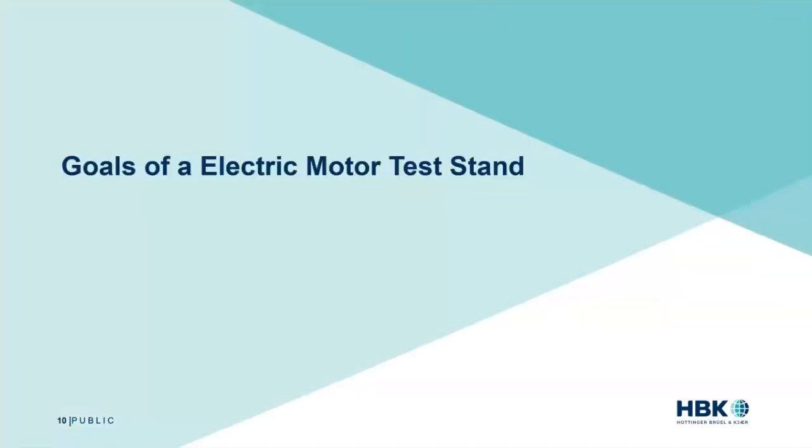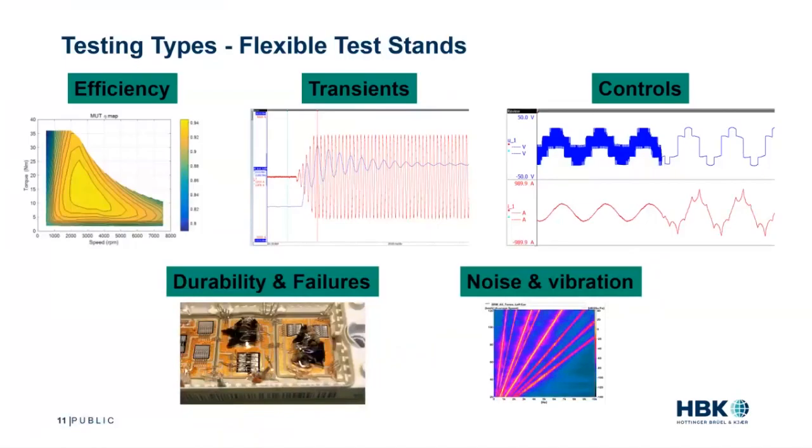So goals of an electric motor test stand. It would be a real shame if we just jumped into details without thinking, well, if we're combining test cells, what types of tests are people going to be doing? And what does my group need to do now and potentially in the future? And we see people doing efficiency testing, where they're going through point by point, measuring the efficiency of the machine, maybe doing a drive cycle, measuring the efficiency of the machine, looking at how they can maximize range. People are looking at transients. If I apply a load step, what is the response in torque and what is the response in current? And possibly what's the response in noise and vibration?